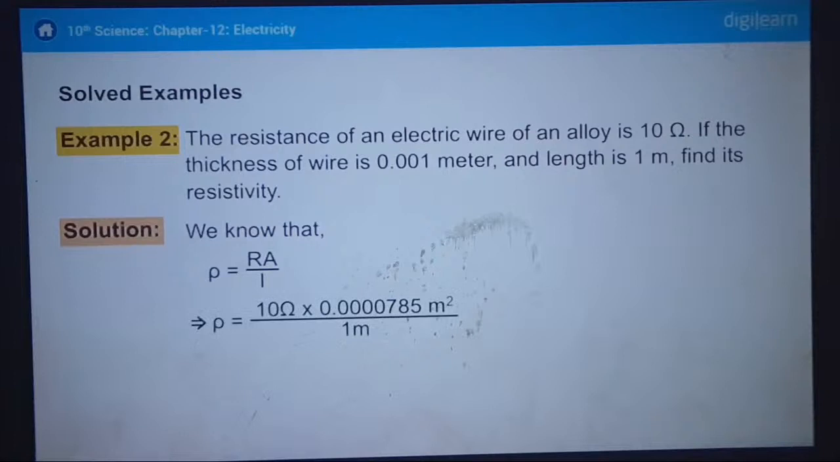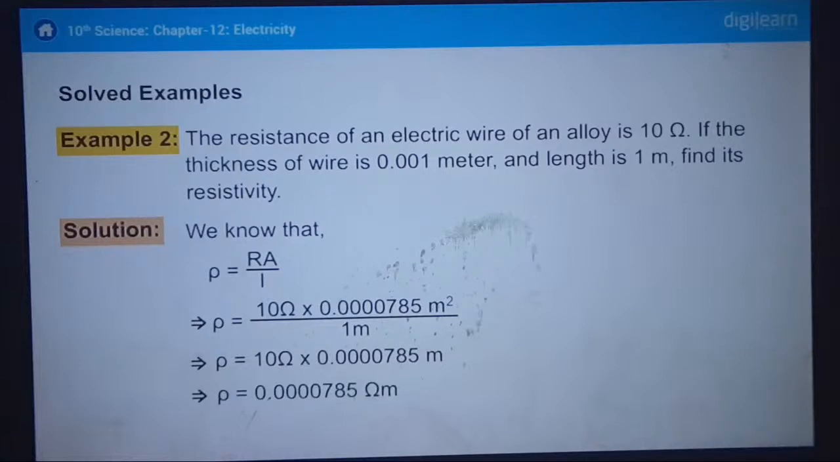Therefore, rho equal to 10 ohms into 0.0000785 meter square by 1 meter. Therefore, rho equal to 10 ohms into 0.0000785 meter. Therefore, rho equal to 0.000785 ohm meter. That is equal to 7.85 into 10 raised to minus 4 ohm meter.